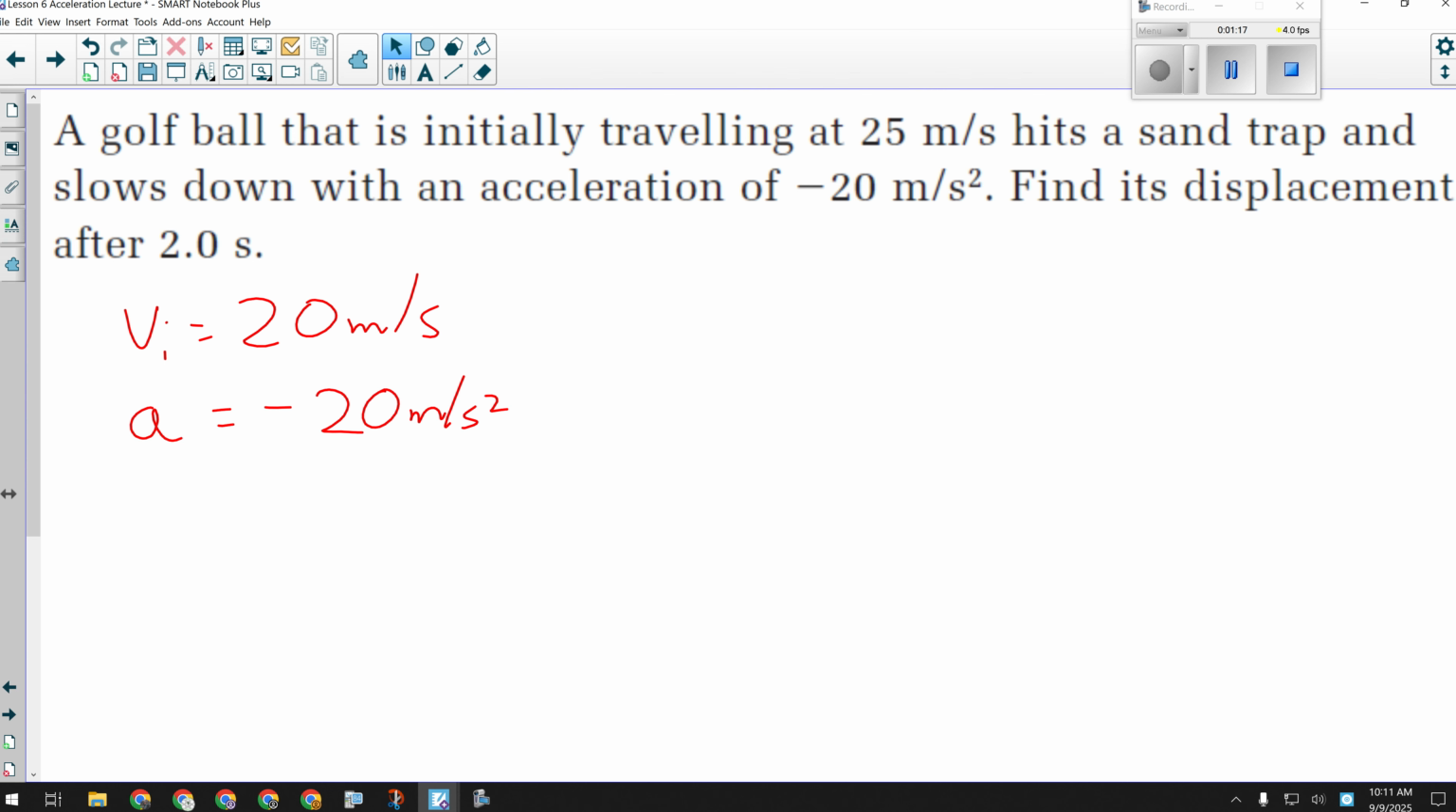Okay, find its displacement after 2 seconds. Weird that I'm going to be looking for a displacement when I don't have a vector on my velocity, or on my speed, sorry. I'm just going to have to assume that it's forward, which is a safe assumption. Okay, which formula are we going to use here? Looking for D, I've got VI, A, and T.